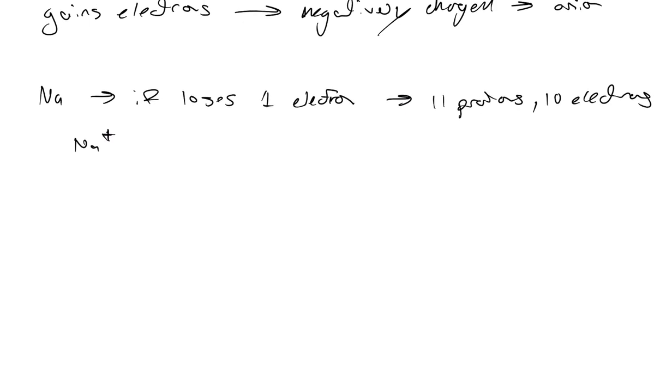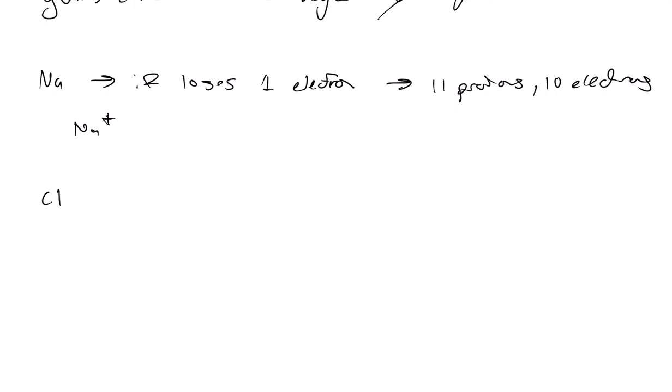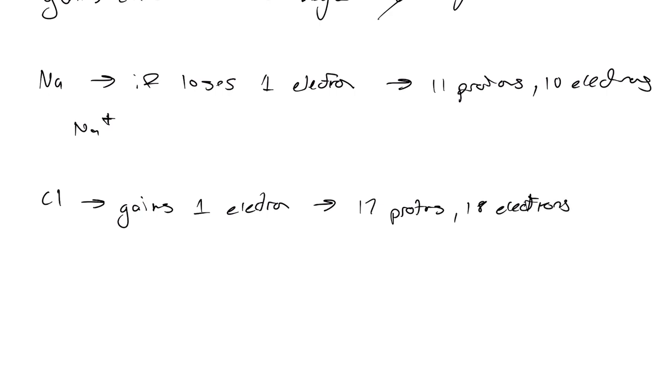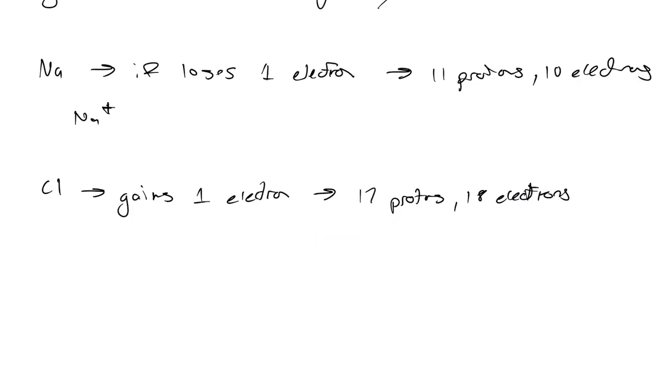We can go over another example like this. We can say chlorine. Chlorine has an atomic number of 17, which means it has 17 protons and 17 electrons, which is neutral. But if it gains one electron, it'll now have 17 protons and 18 electrons, which would make it Cl-. It's now an anion since it's negatively charged.